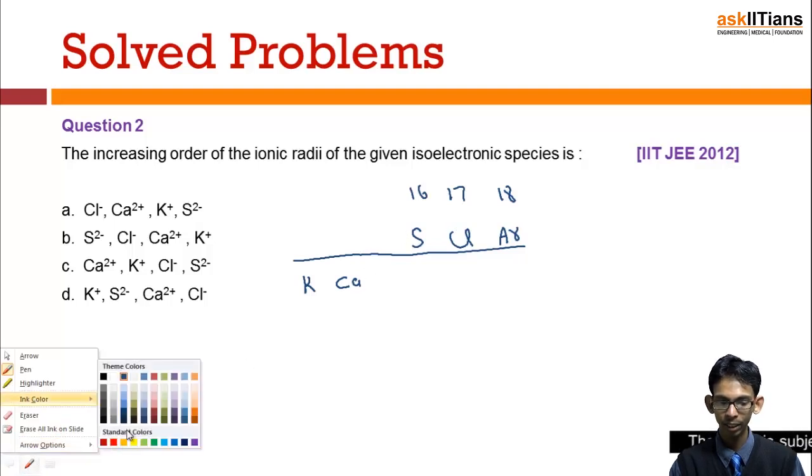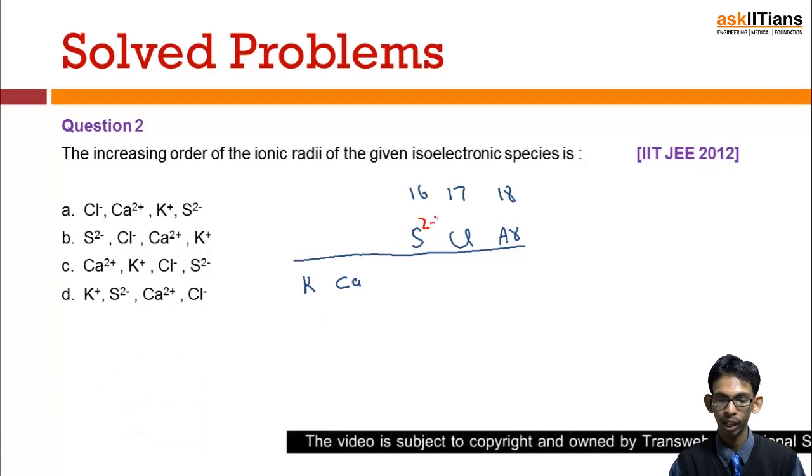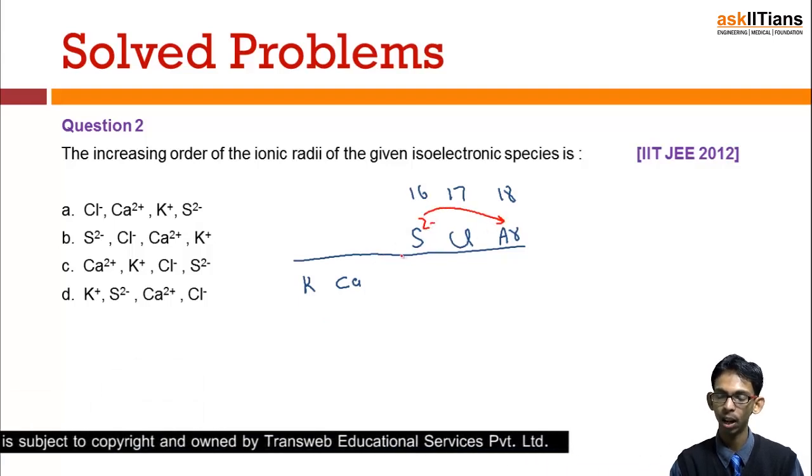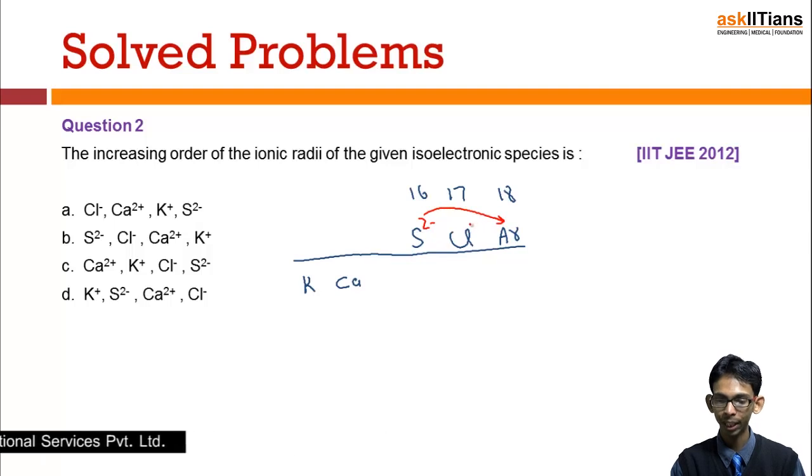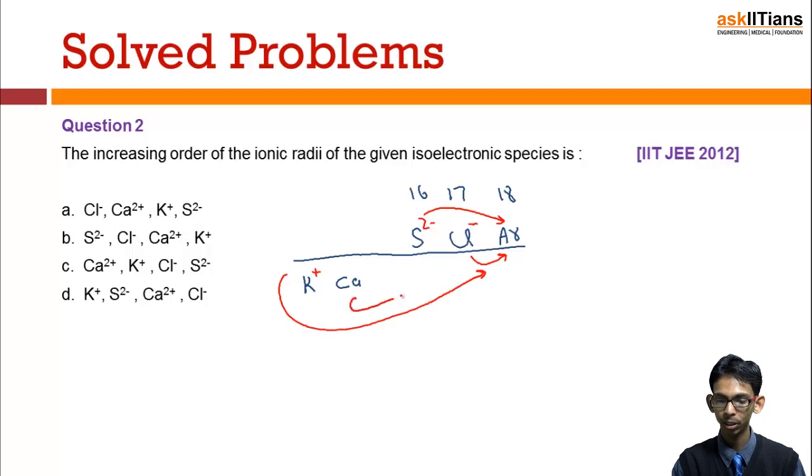Now if sulfur gains 2 electrons, it will reach the electronic configuration of argon. Similarly, if chlorine accepts 1 electron, it will become the same as argon in electronic configuration, and for becoming argon, potassium has to lose an electron and calcium has to lose 2 electrons. That means in all of these the number of shells is the same, and actually these are from the third period, this is fourth. That means for all these ions the number of shells is 3.